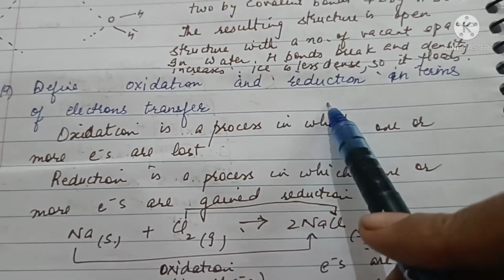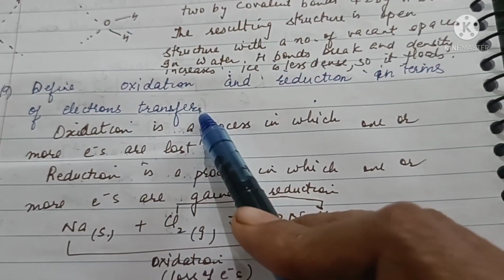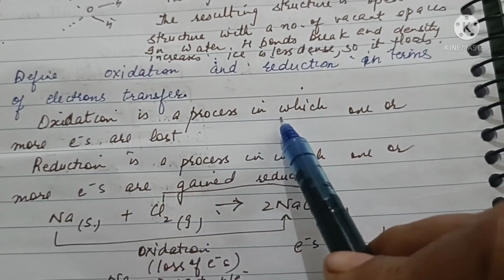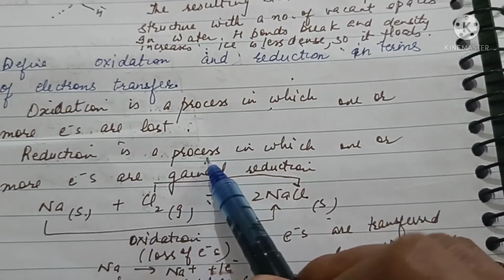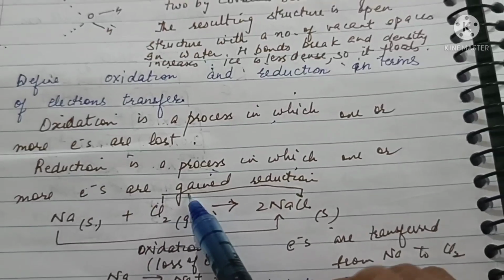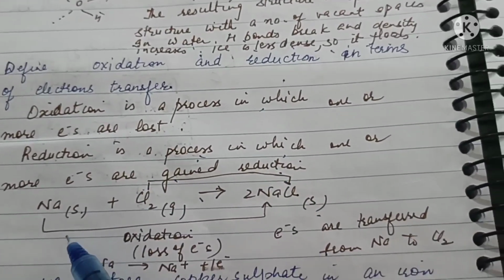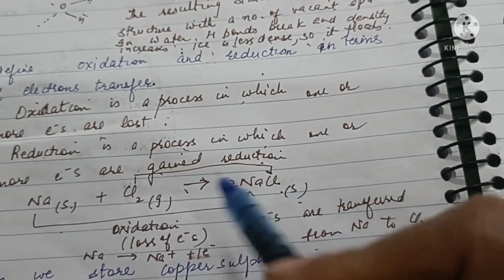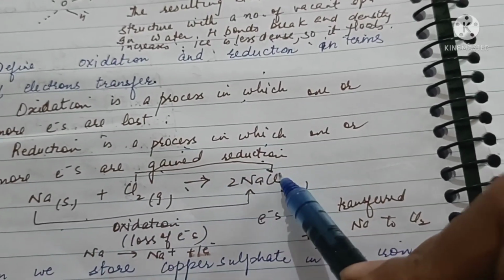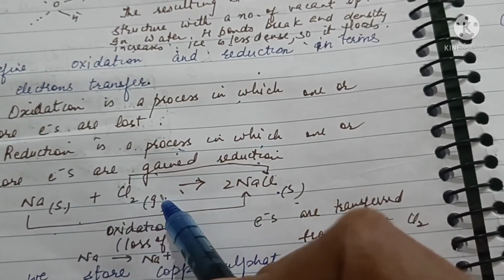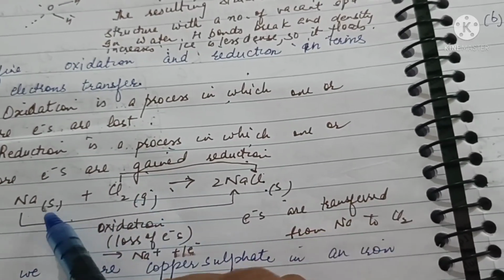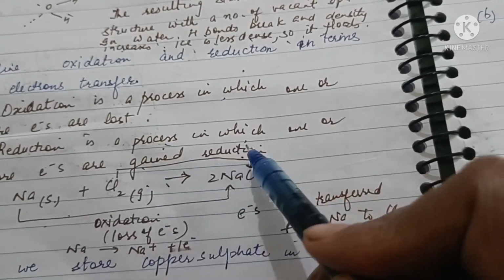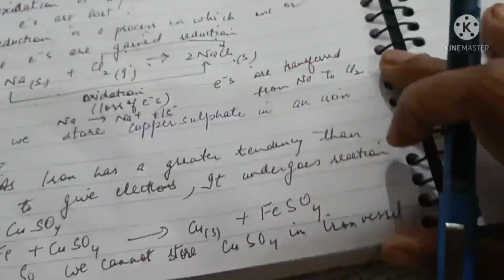Define oxidation and reduction in terms of electron transfer. Oxidation is a process in which one or more electrons are lost, and reduction is a process in which one or more electrons are gained. For example, sodium and chlorine forming sodium chloride is an oxidation reduction process where transfer of electron takes place from sodium to chlorine. Sodium loses electron and undergoes oxidation, chlorine gains electron and undergoes reduction.